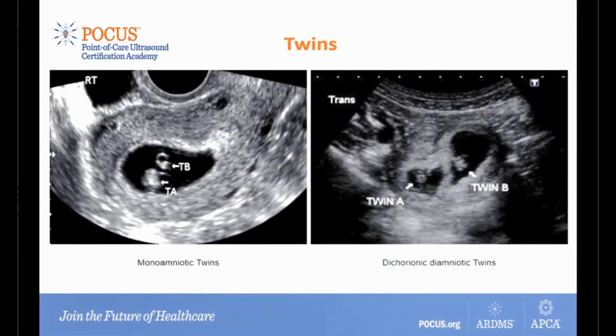Here's the example of twins, and look at how beautiful the images are using the transvaginal approach, because of the high frequency transducer. You can clearly see two twins are here, and here also, but we only see a single amniotic sac. So this is a monoamniotic twin pregnancy. Here we see a diamniotic twin pregnancy.